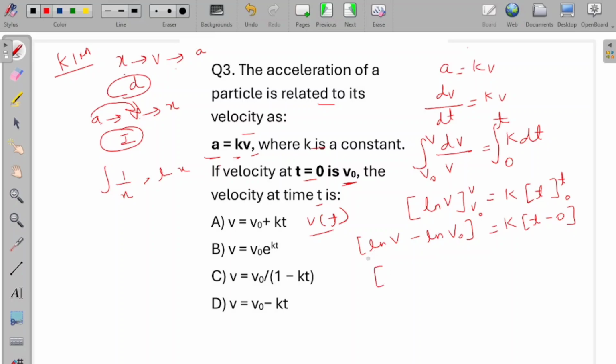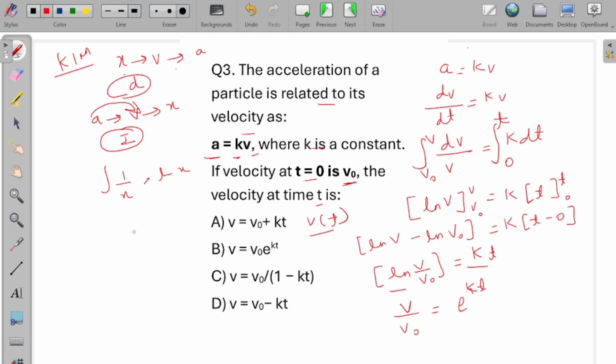Now if you know the rules of log, then you would know log x minus log y is equal to log x by y. So this can also be written as log v by v naught, and this will be kt. And if you know the exponential function, then you would know that this can also be written as v by v naught is equal to e to the power kt. This is the use of exponential function.